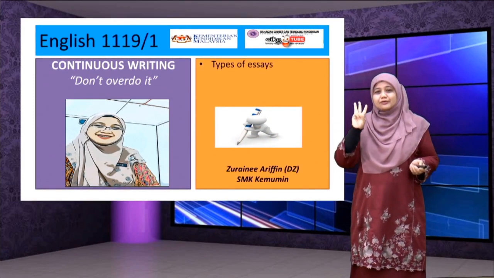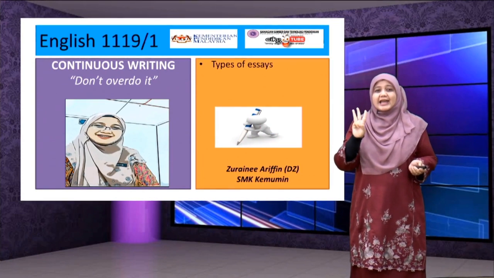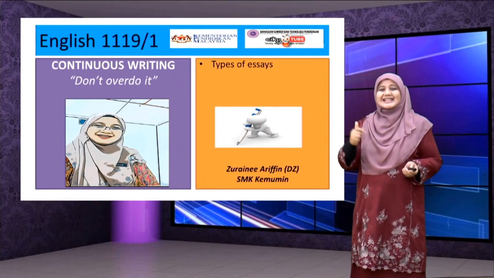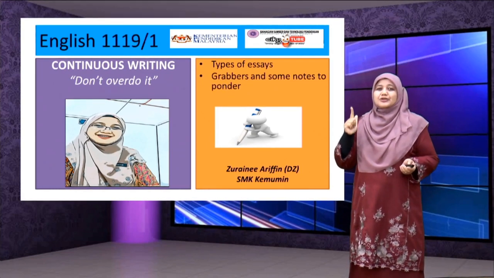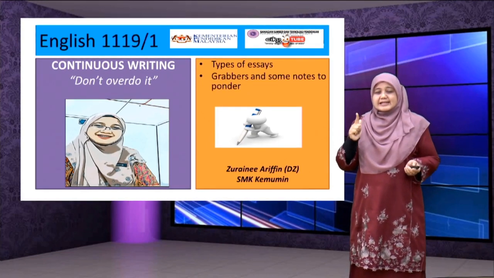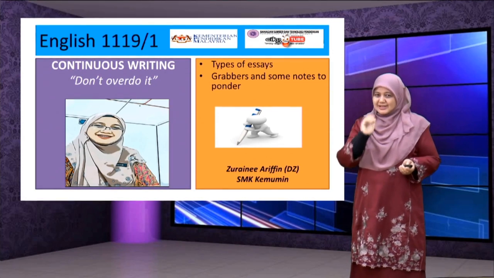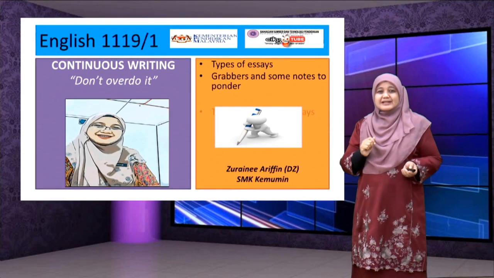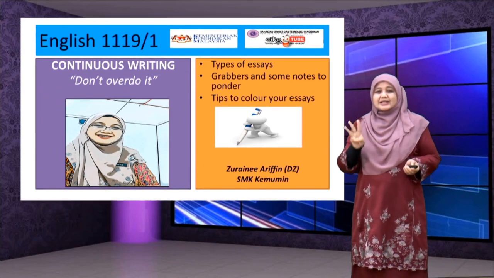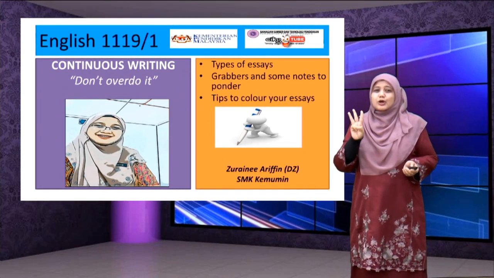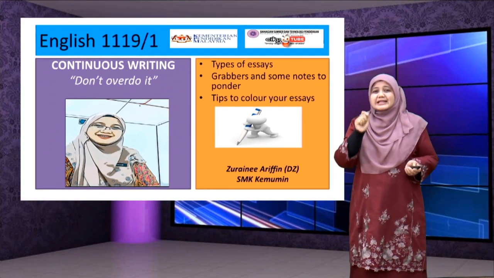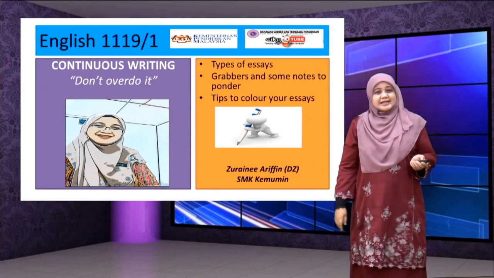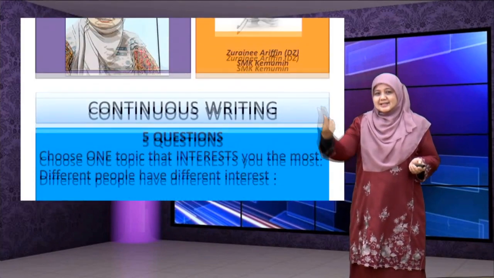Hopefully by the end of this slot, we are going to fulfill the 3 objectives that I have laid out for you. The first one is you are going to know the types of essays. Second one, you are going to know the types of grabbers and some notes to ponder. What are grabbers? Hold on, you have to be with me so that you will know what grabbers refer to. And last one, the third objective, hopefully you are going to jot down the tips to add color to your essays. We are going to proceed with the next slot.